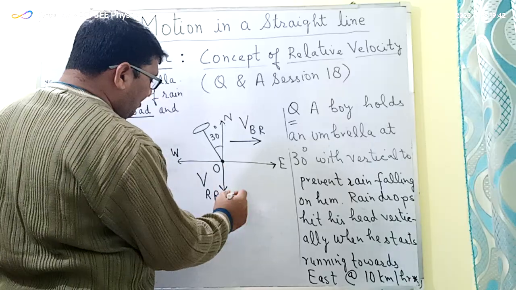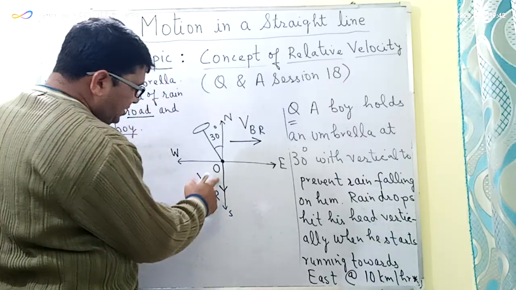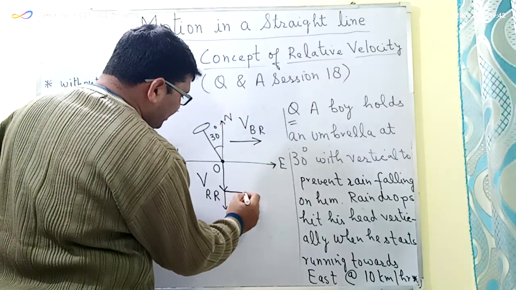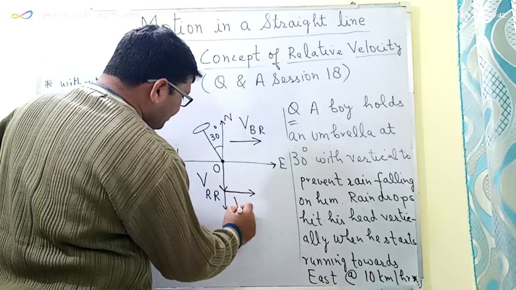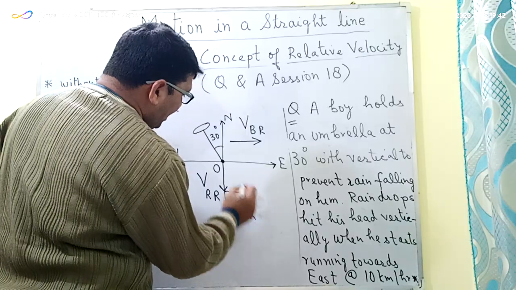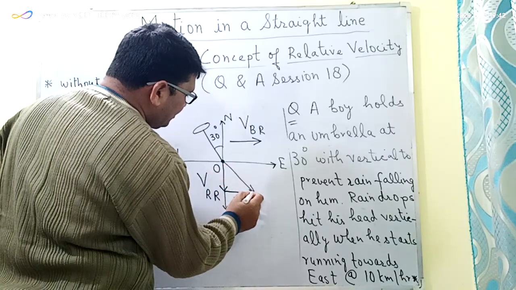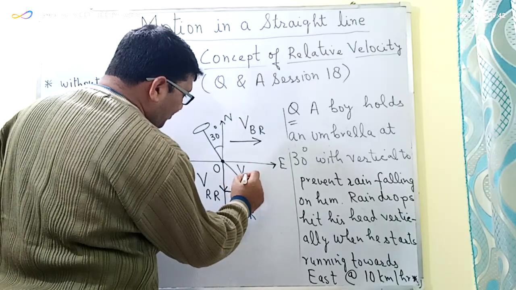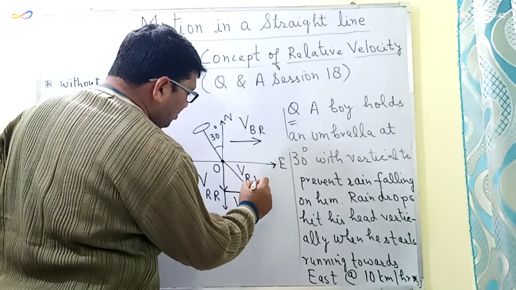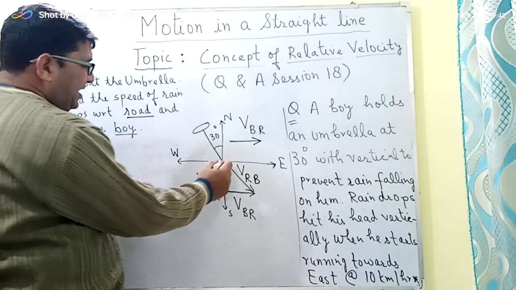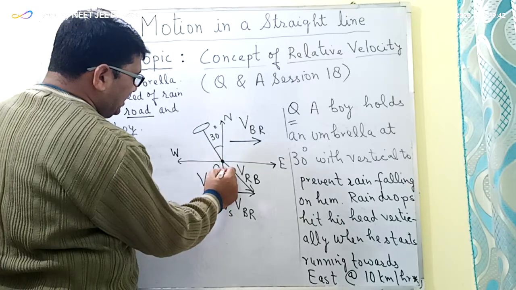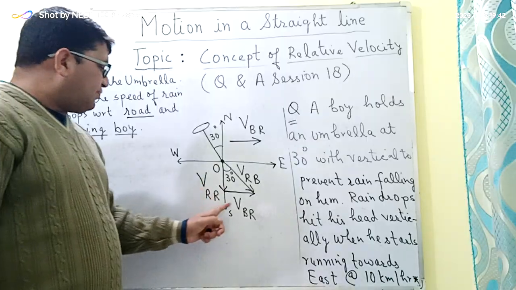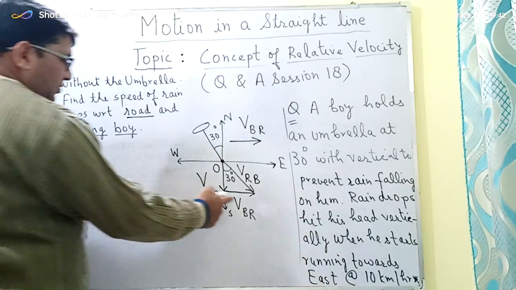And so here what I will be doing is I will be making one vector triangle. So this is the vector which is representing the velocity of the rain with respect to the road, and there will be one vector like this. This is the velocity of the boy with respect to the road, and this vector, this is the velocity of the rain with respect to the boy. So if this angle is 30 degree, so this angle will be 30 degree.